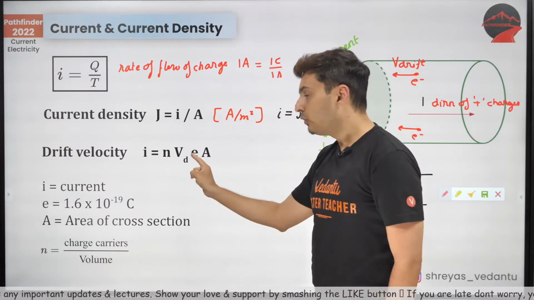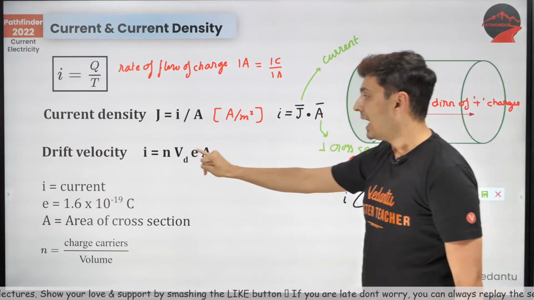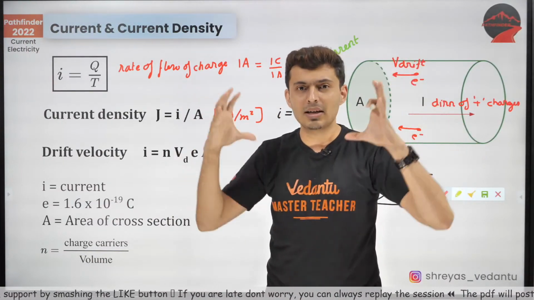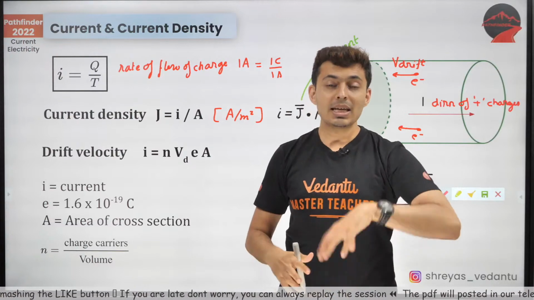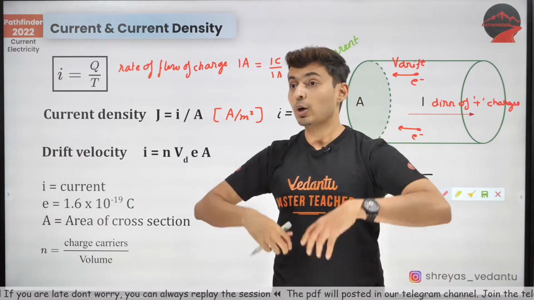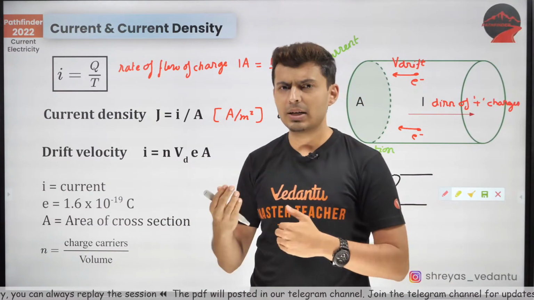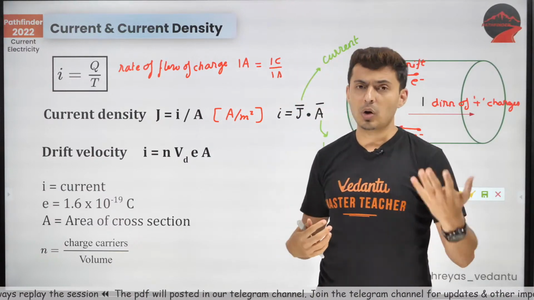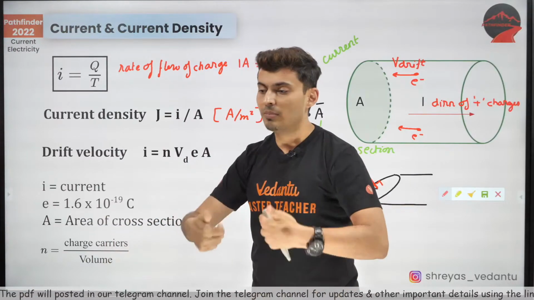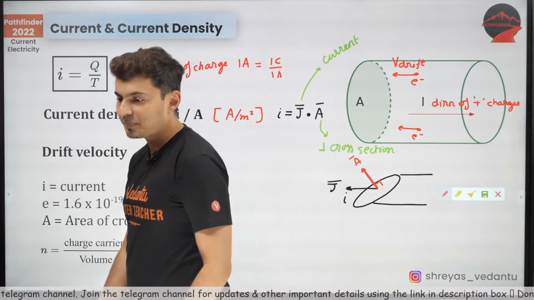I is the current, Vd is the drift speed, e is the charge, A is the area, n is the number of carriers of charge. How many electrons are there in one unit volume? Each material will have a different number of electrons. Like copper might have more electrons. Maybe aluminum, which is a little bit of a bad conductor compared to copper, might have fewer electrons per unit volume. So this n depends on the material, and that will be given to you. I hope this is clear.